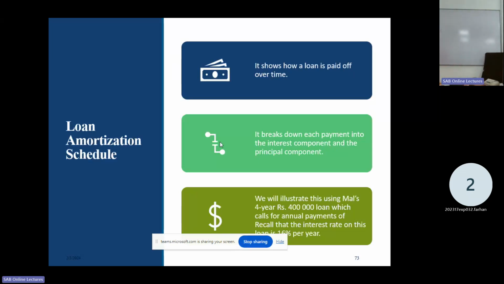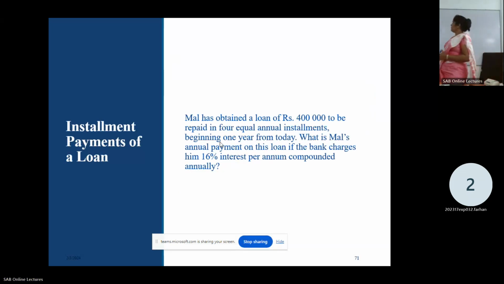Right. So now I think this is not a very difficult one. With an example, we can prepare a loan amortization schedule, so then you can understand this better. Now look at this example.